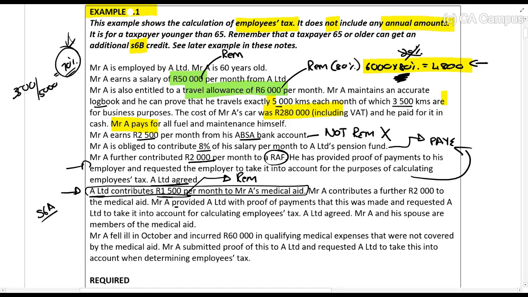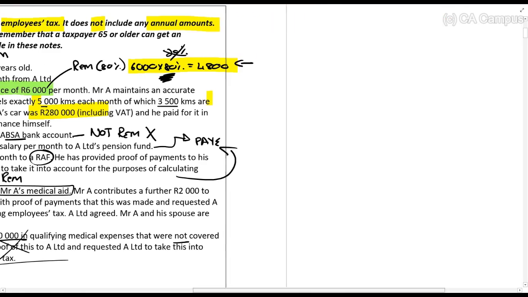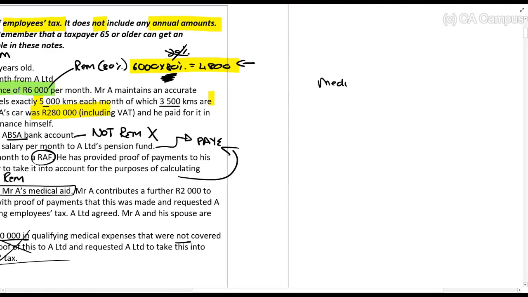Right, then see the next one. Mr. A fell ill in October and incurred 60,000 rands in qualifying medical expenses that were not covered by the medical aid. Mr. A submitted proof of this to A Limited and requested A Limited to take this into account. Can you see there's nothing about A Limited agreeing? Even if A Limited did agree, they can't do it. This has nothing to do with employees' tax. This has to do with Section 6B. But you'll remember Section 6B has two parts to it. It starts with medical aid contributions.